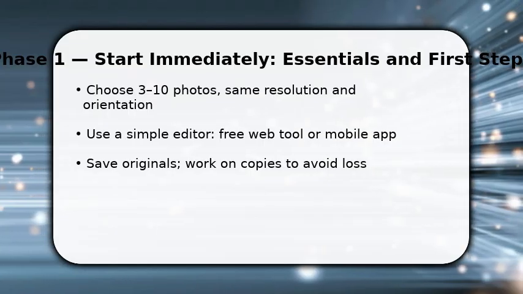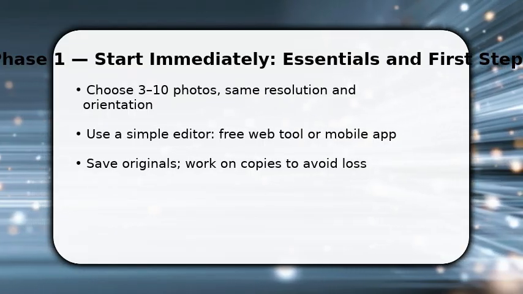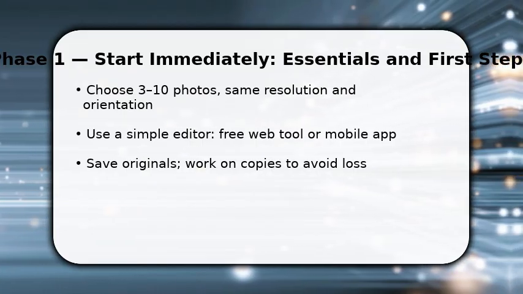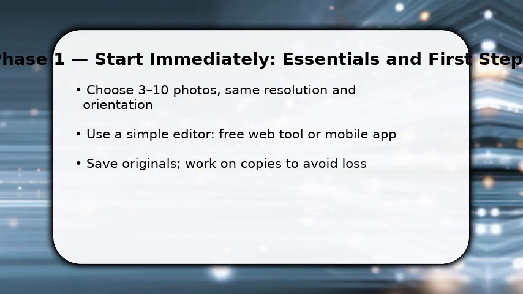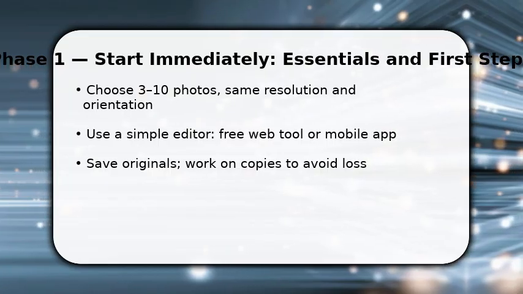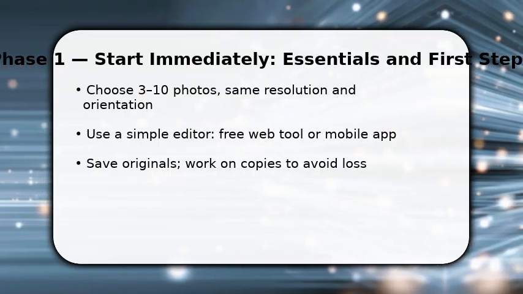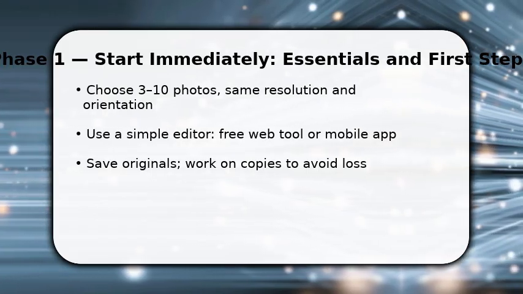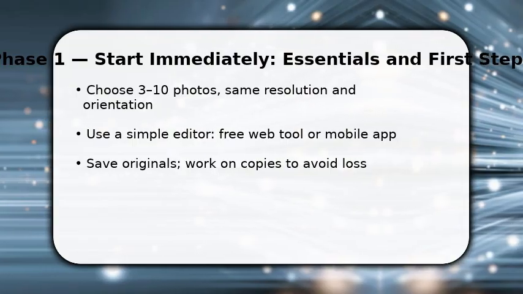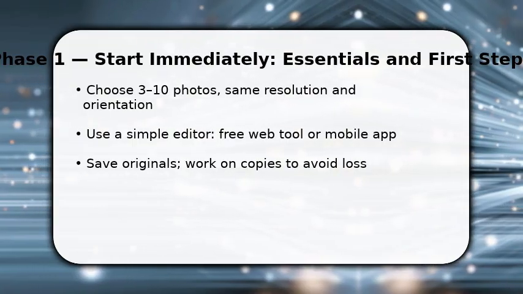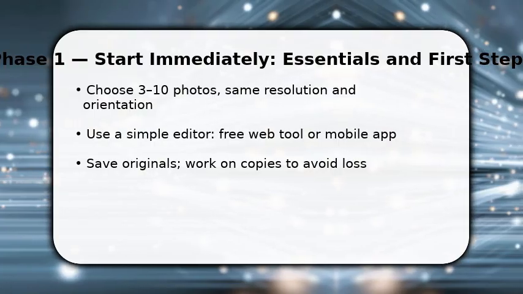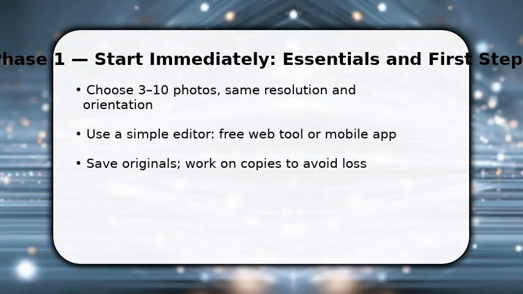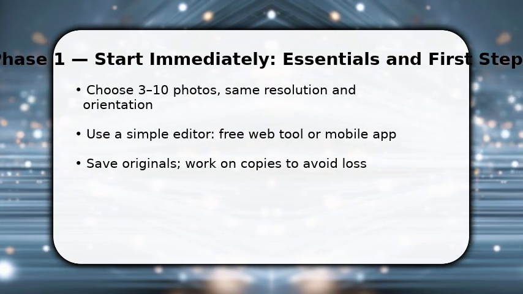You start by picking 3 to 10 photos that share the same orientation and resolution, because consistent sizing prevents jitter. Open your chosen editor or free WebGIF tool now and import those copies, not the originals, so you can experiment safely. Once imported, arrange images in the order you want the motion to appear and set each frame duration roughly between 0.5 and 0.5 seconds depending on speed. Make sure you choose loop forever if you want continuous playback.